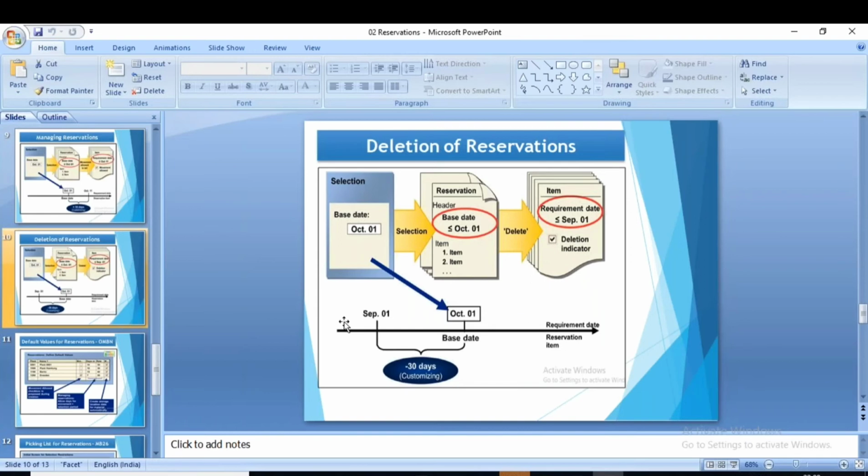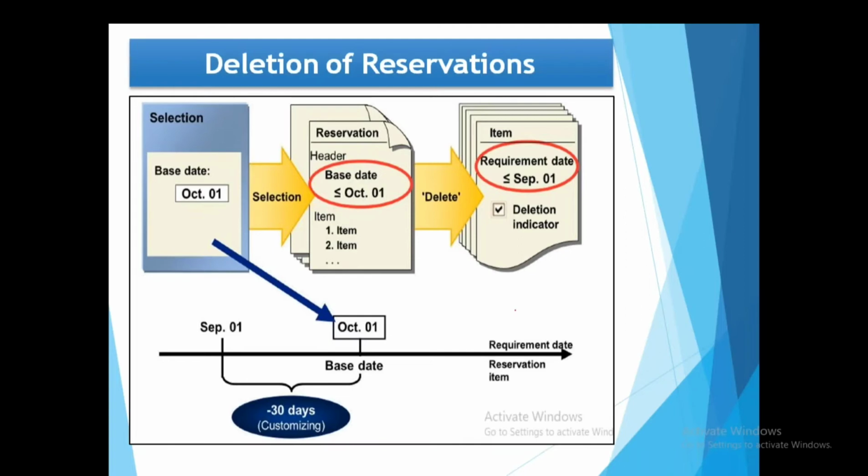Let's say after a certain period, my reservations are not required. There are a lot of backdated reservations that I don't require. Okay, so my base date is this one. I want to delete all the reservations before, let's say, October 2001.